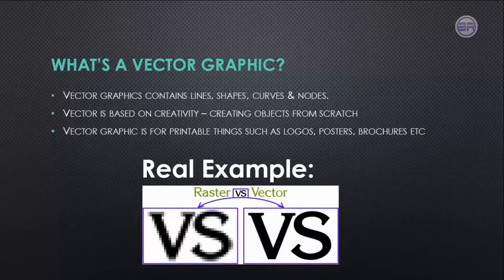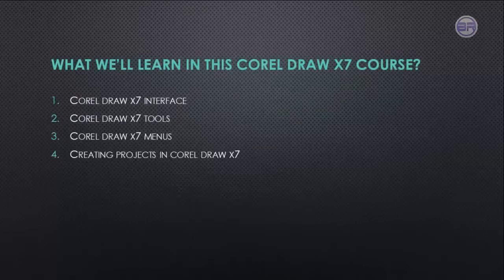So for raster graphic we always use softwares like Photoshop and some other softwares, but Photoshop is very famous for photo editing and for this kind of things. But for creating logos and for making creative things, we always use CorelDRAW or Illustrator. So this is a simple explanation about vector graphic.